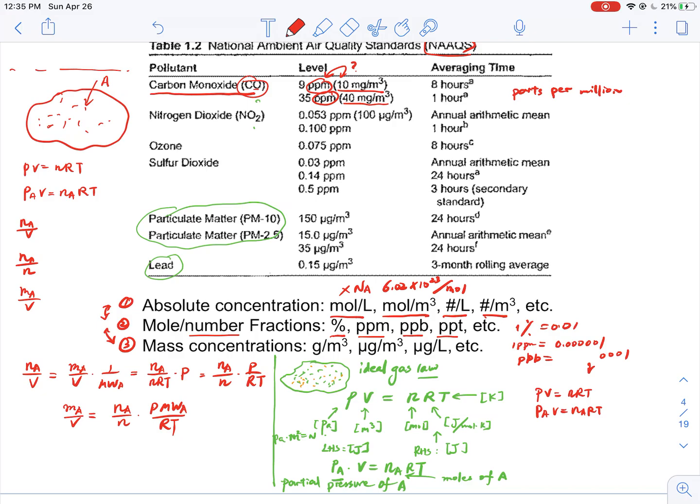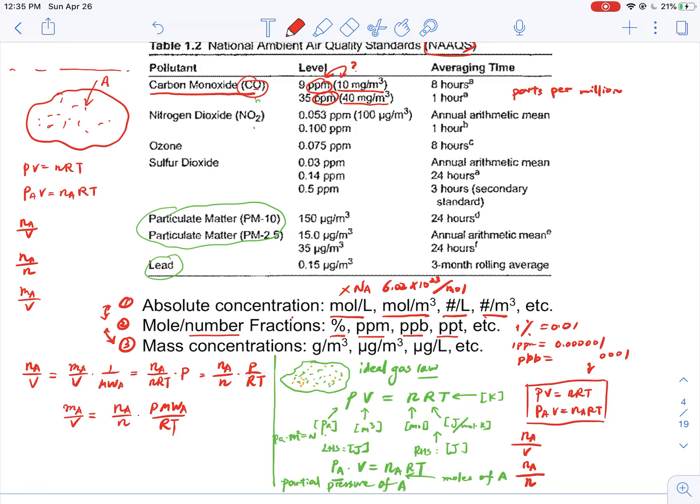So if we use the parameters shown in here, the absolute concentration is just Na divided by V, right? So the absolute concentration for carbon monoxide is just the number of moles of carbon monoxide over the entire volume, right? And similarly for the mole fractions, the mole fraction is just the number of the gas molecules we're interested in divided by the number of all the gas molecules, right? That's Na divided by N.